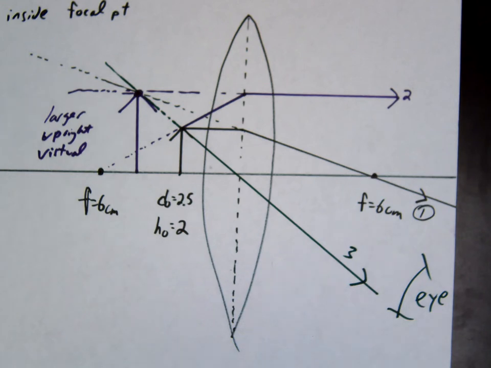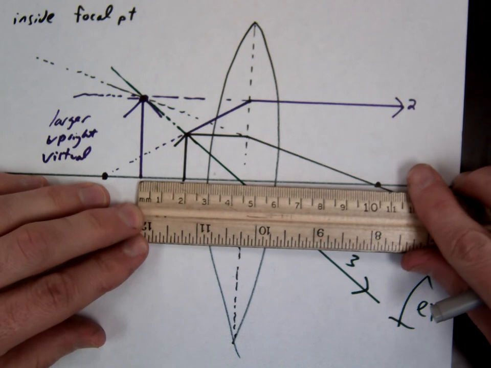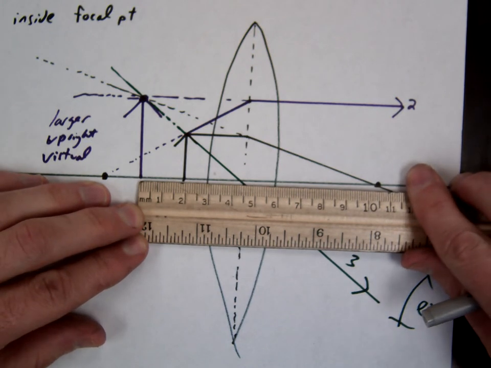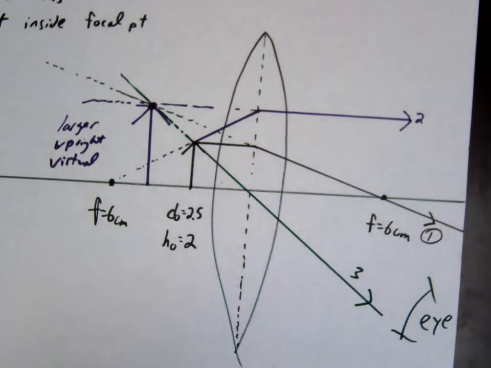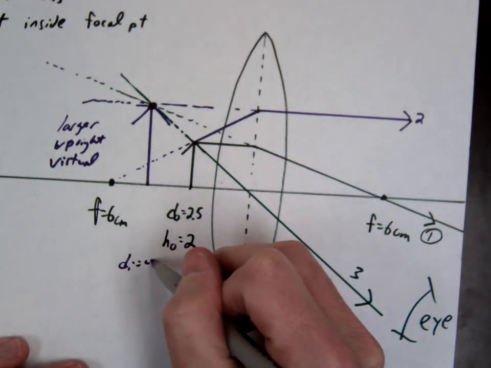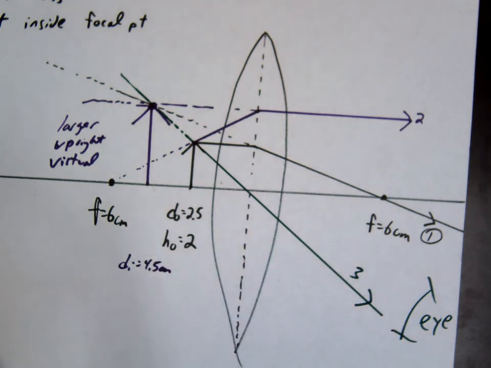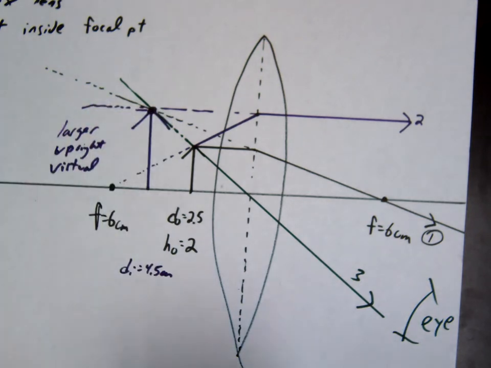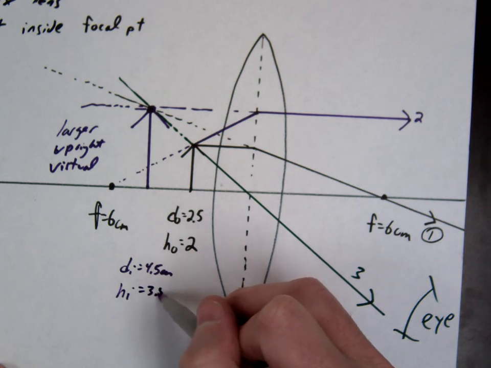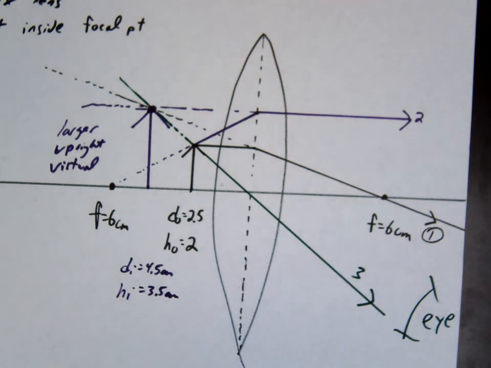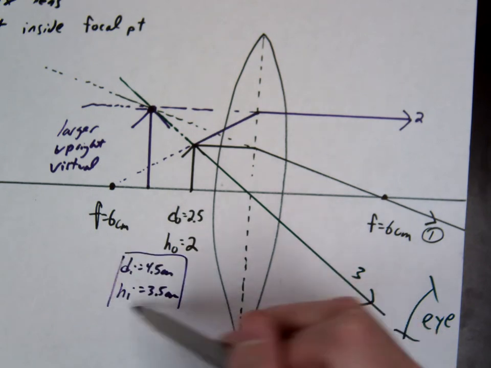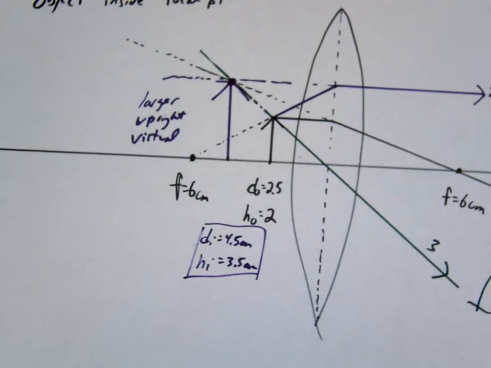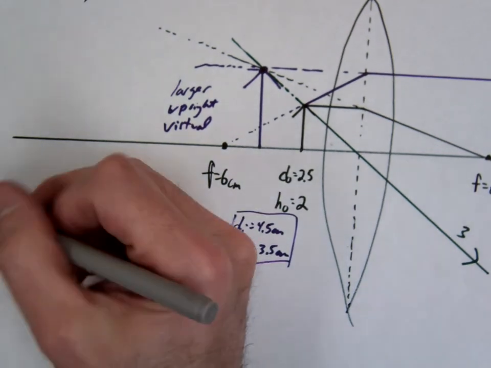Let's go ahead and measure. Let's calculate, see what we should be getting. I'm getting a DI of about 4.5. That sound good? I'm getting an HI of about 3.5. Hopefully you're in that ballpark. This will be my experimental. Let's see what we should be getting if we drew this perfect. Same equation.